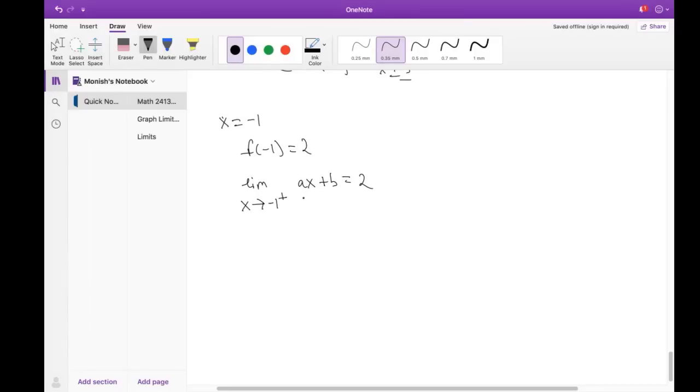Then we can go ahead and plug in -1 for x. So we'll get -a plus b is equal to 2. This is just our first expression involving a and b.